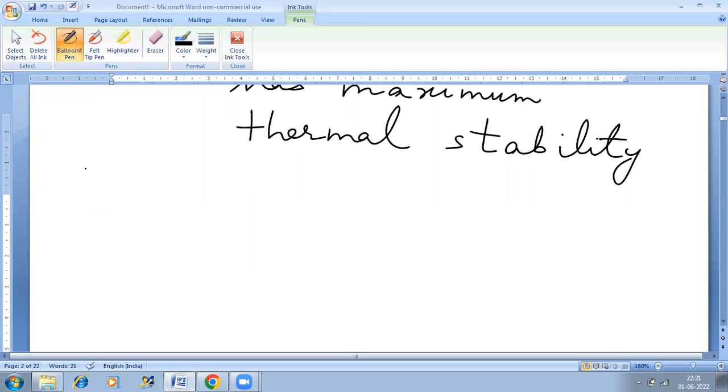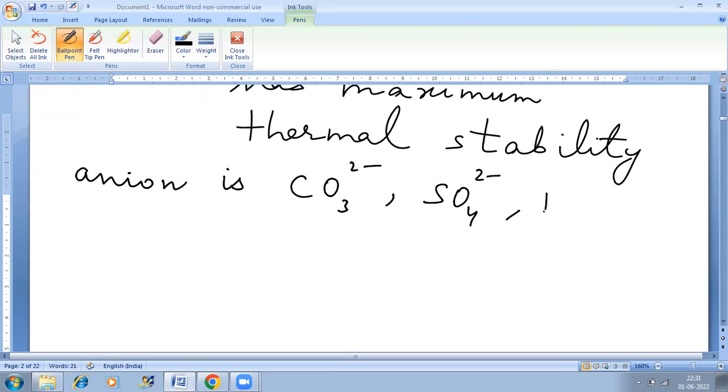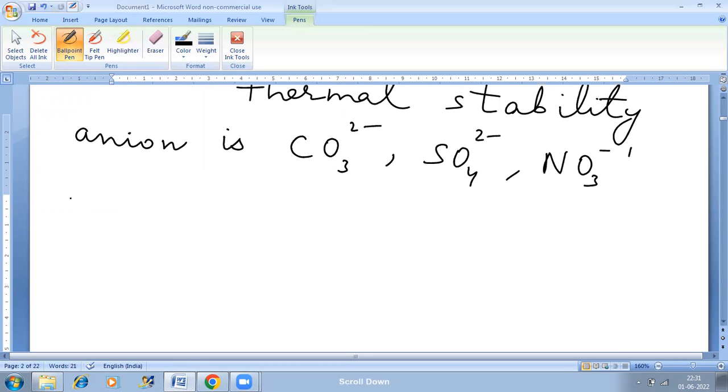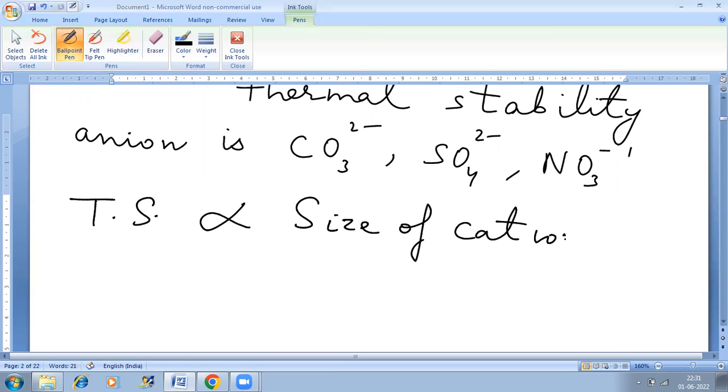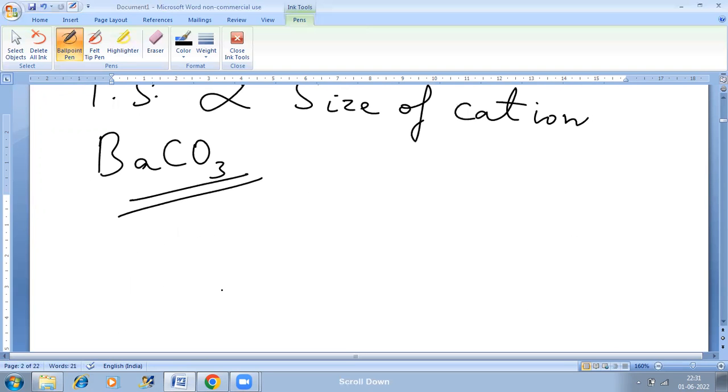We know that if the anion is polyatomic, like carbonate, sulfate, nitrate, anything which is polyatomic, then thermal stability is directly proportional to the size of the cation, which means barium carbonate will be the compound which decomposes at the highest temperature. Hence, the correct option is B.